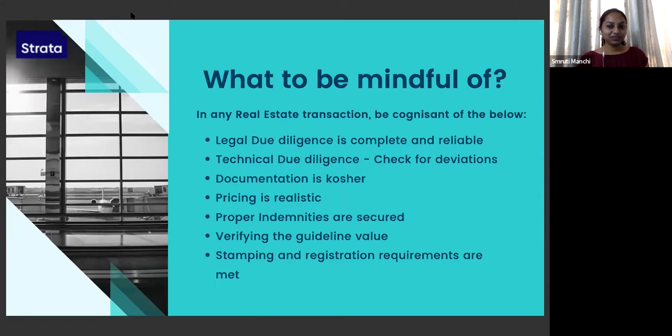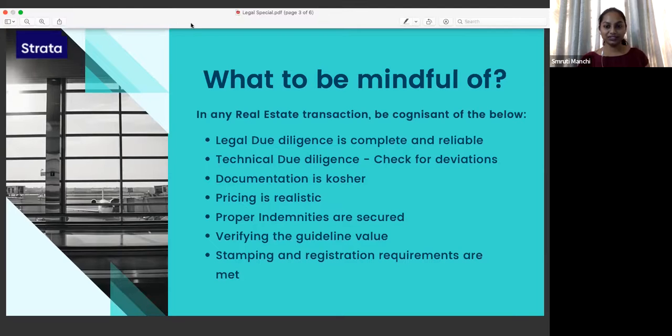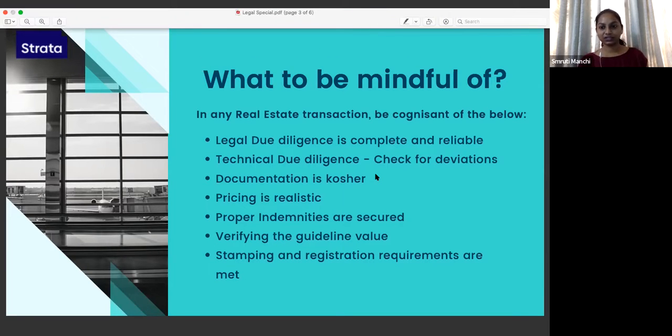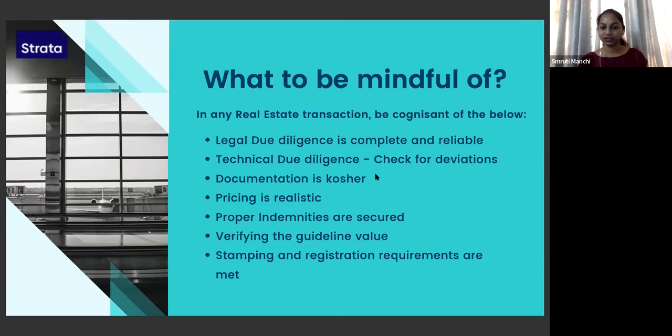This is a brief about what to be mindful of. Now that you have listened to what the basic proponents of legal due diligence are and what the basic areas are that we covered, these are the things you could be mindful of when you are purchasing property. When you go into a due diligence, your lawyer would obviously cover all the bases that we spoke of, and they would do an in-depth job.